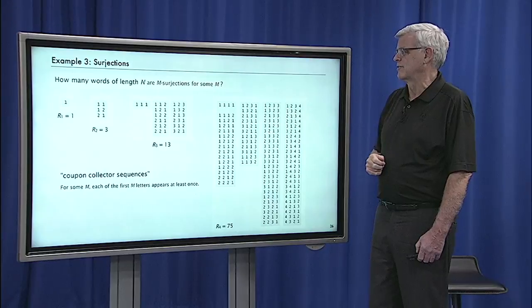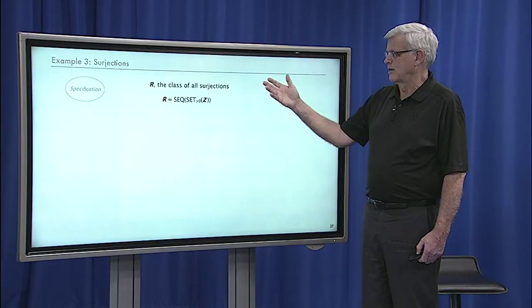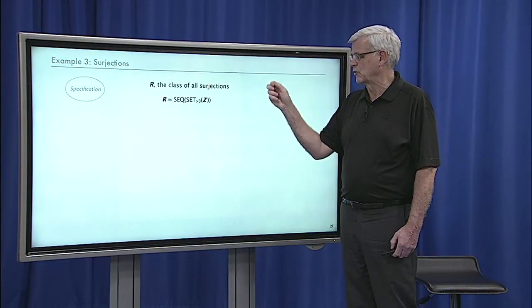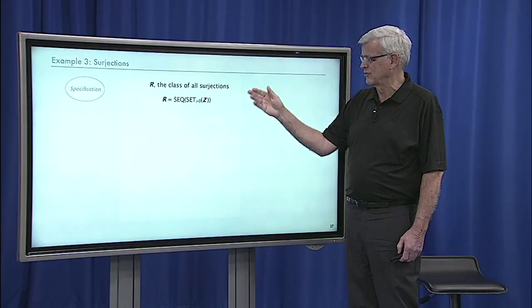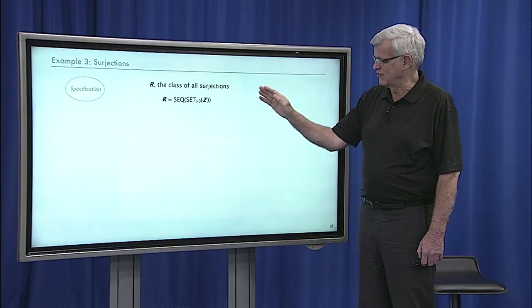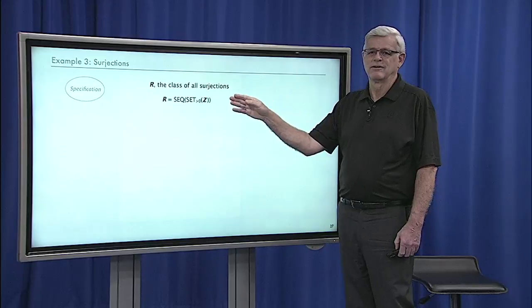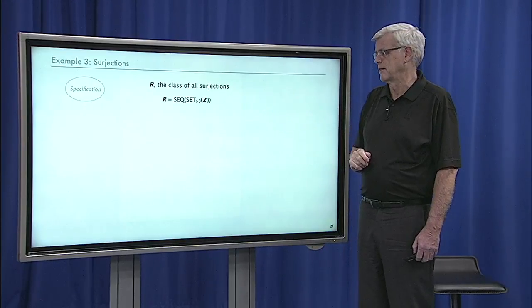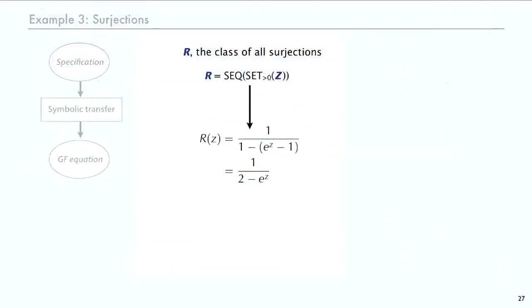So that's surjections, and that's one way to look at it. So how many surjections are there? And we saw the combinatorial construction for surjections. A surjection is just a sequence of sets, none of which is empty. And that immediately translates to the generating function equation. A set that's not empty is e^z minus 1. Sequence is 1 over 1 minus, so that's equal to 1 over 2 minus e^z.